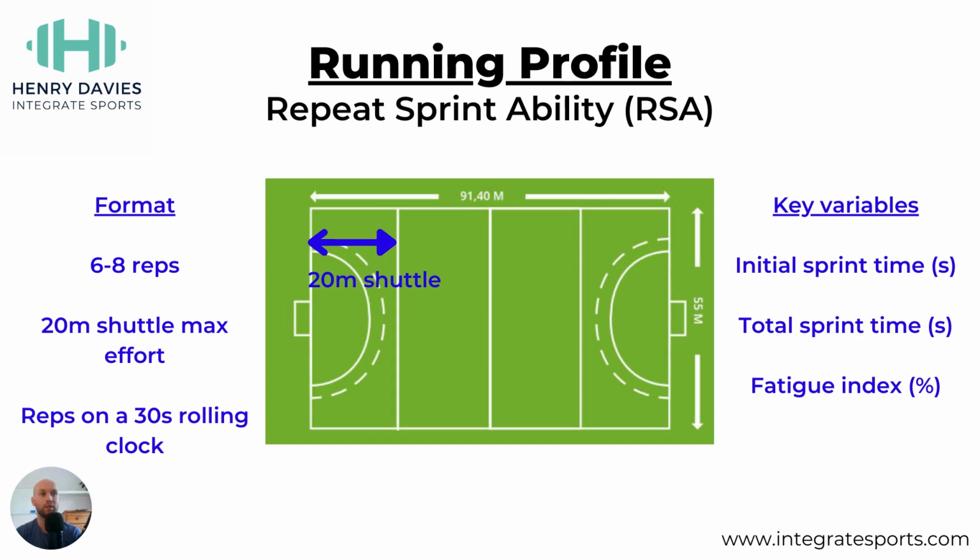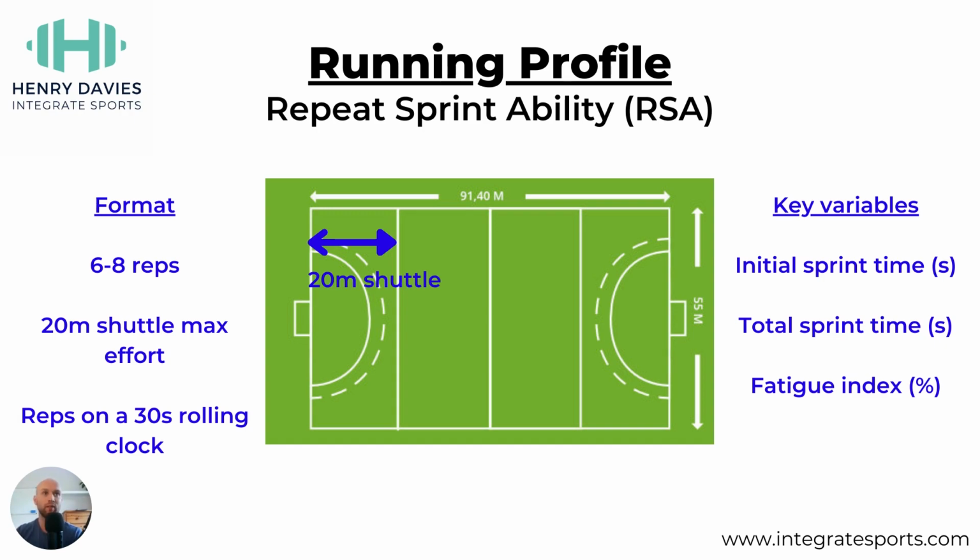For the test, you can do a 20-meter shuttle, so out and back 20 meters, with a 1 meter lead in. So you start 1 meter back from the start line where the timing gates are. Sprint out to 20 meters and back as fast as possible. And these are performed on a 30-second rolling clock. So you start on 0, sprint out and back as fast as you can. As soon as you cross the line, you've got the remainder of that 30-second window to recover before going again. So if it takes you 7 seconds to go out and back, you've got 23 seconds to recover before you go again. If it takes you 8 seconds, you've got 22, and so on.